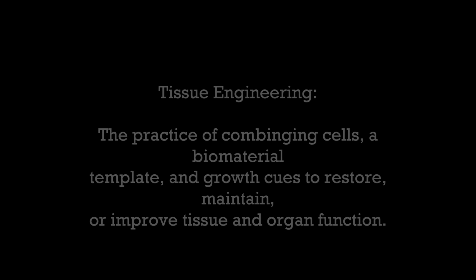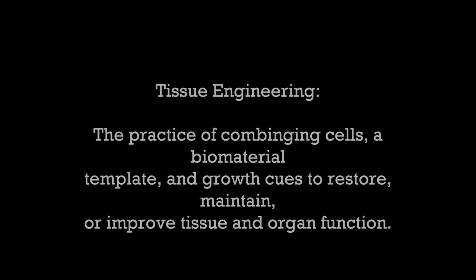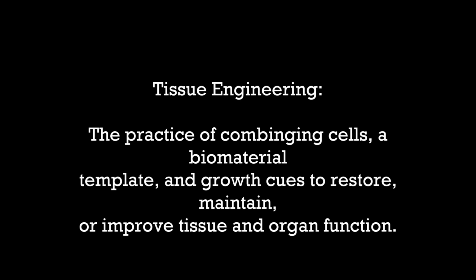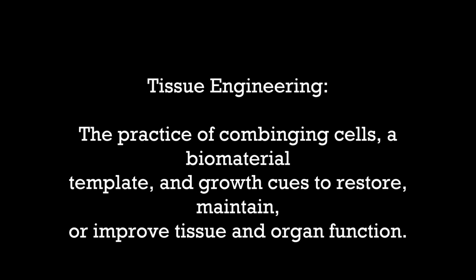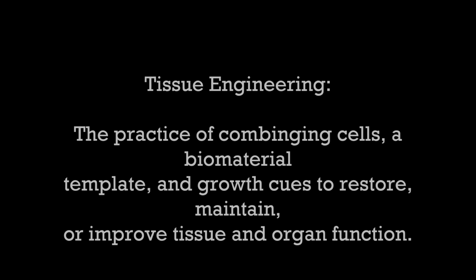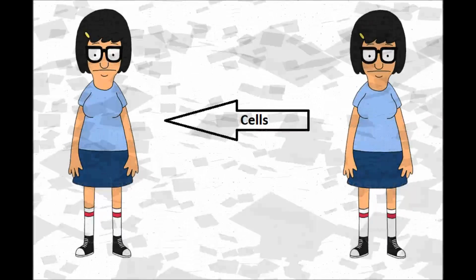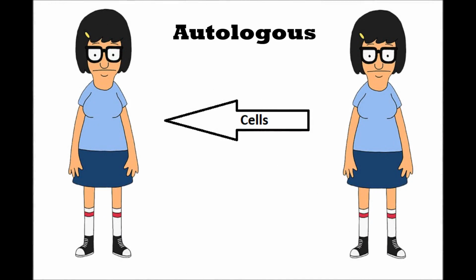Tissue engineering is the practice of combining cells, a biomaterial template, and growth cues to restore, maintain, or improve tissue and organ function. There are three categories of sources of cells used for tissue engineering. The first one is autologous transplantation. This is when cells are taken from a patient, cultured in vivo, and transplanted back into the same patient.